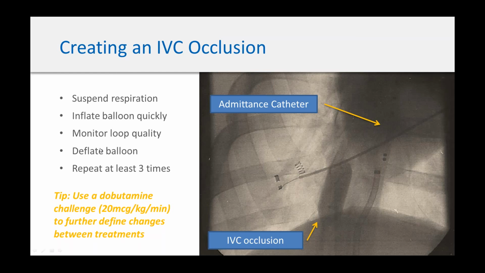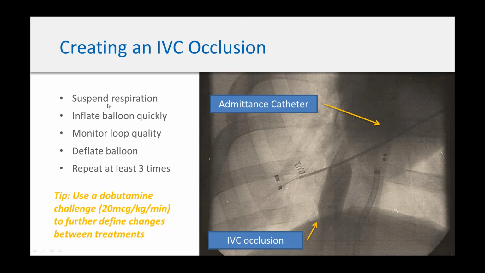As soon as we have probably 15, 20 good beats, we'll deflate the balloon. We always do at least 3 repeats, so we have plenty of data to average of these IVCs.